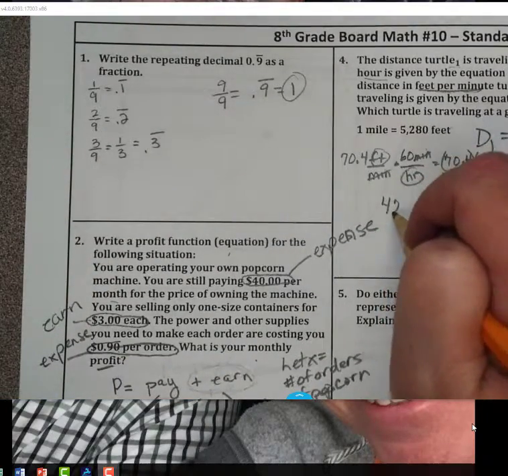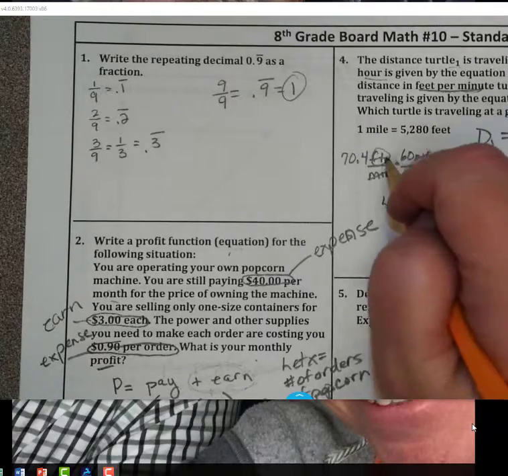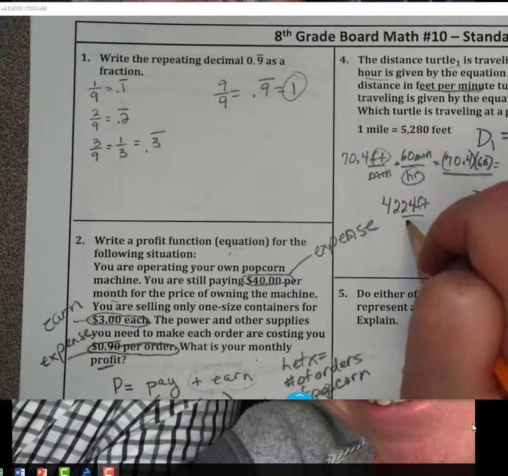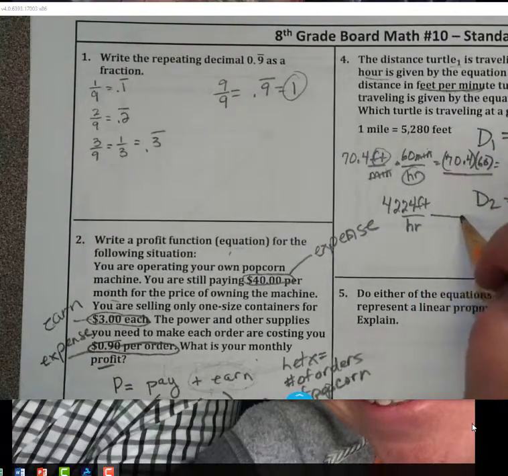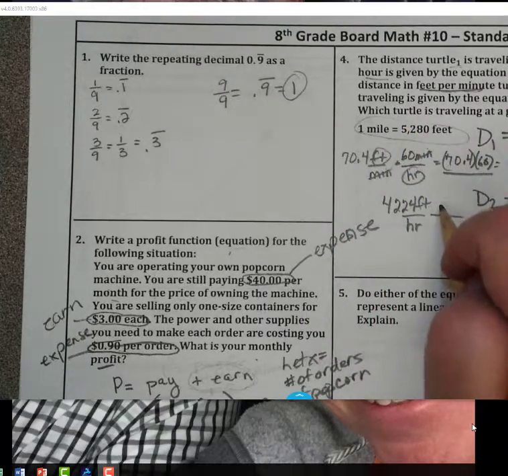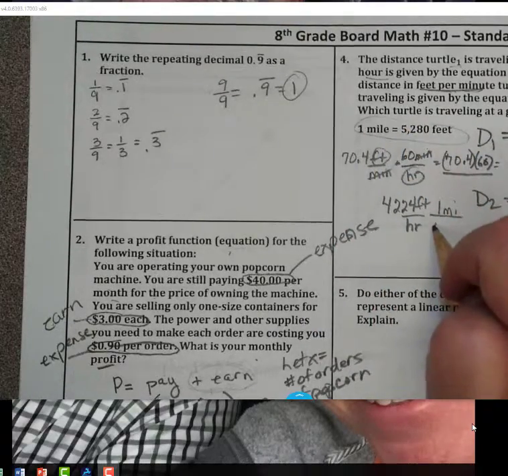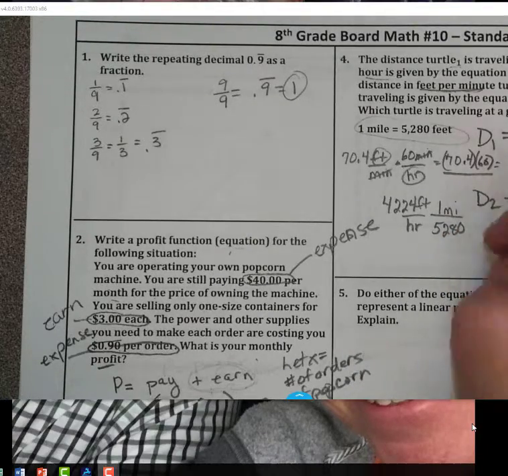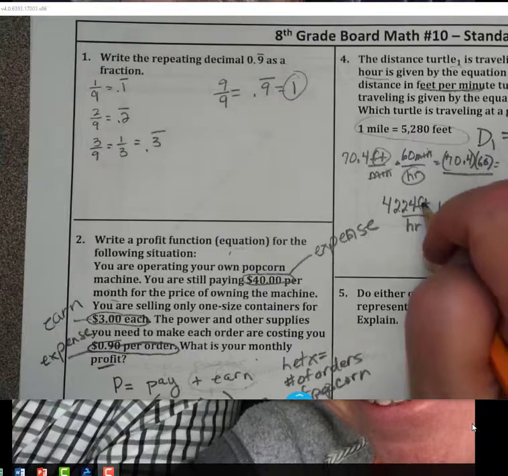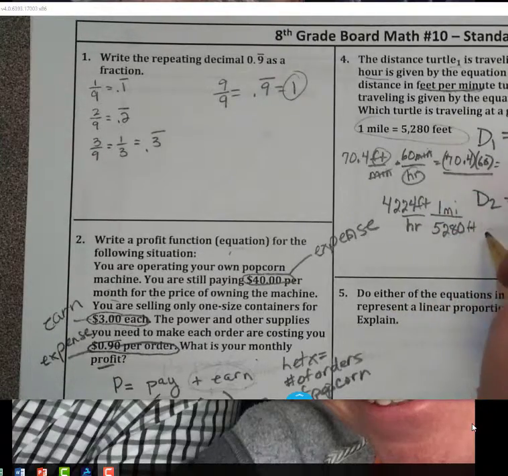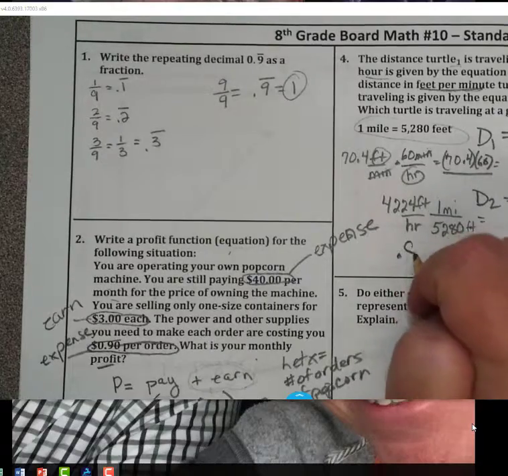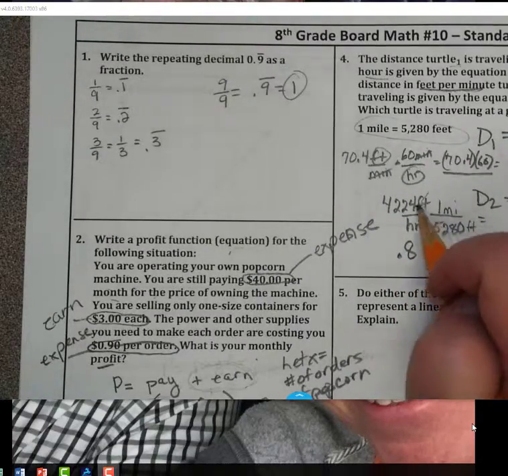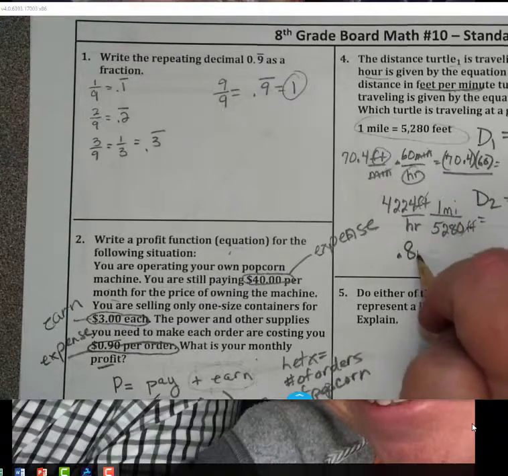is 4,224, and again that is feet per hour, but I want it to be miles per hour. So what I know according to this is that in 1 mile there are 5,280 feet. So now I'm going to take this and divide it by 5,280. And when I do that, I get 0.8, and then here my units are, the feet units canceled, and I ended up with miles per hour.